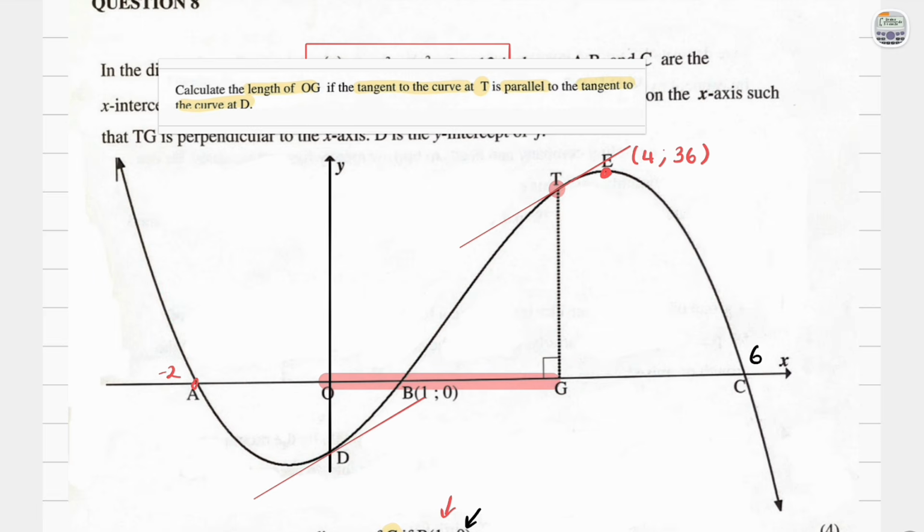So step 1, find the gradient at D. Now D is this point on the cubic function where we know that the x value is equal to 0, because it's a y-intercept. So let's find the gradient at this point. We'll use the graph of f and we'll derive it. Once we derive that, we'll be able to find the gradient where x is equal to 0. And of course, that'll be the gradient at D and also the gradient at T.